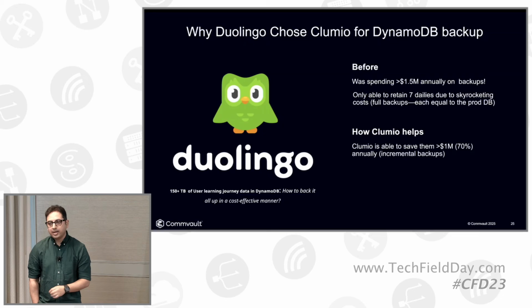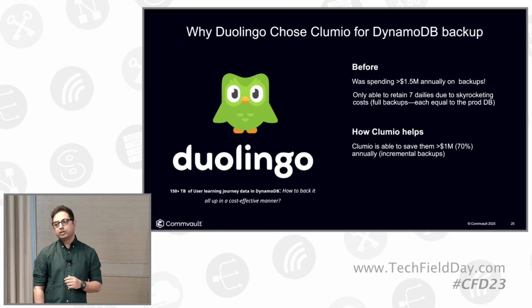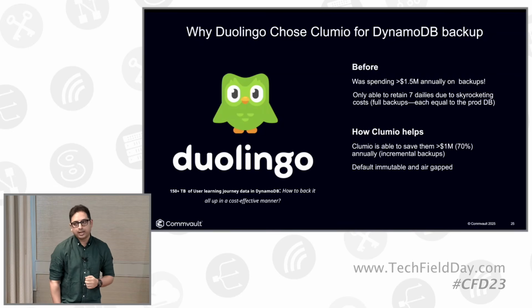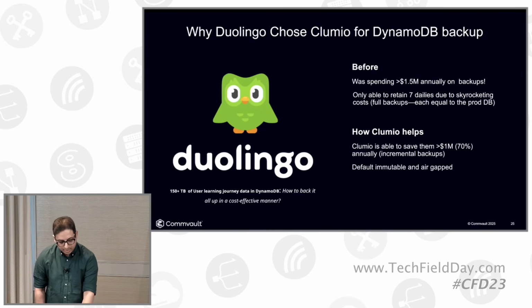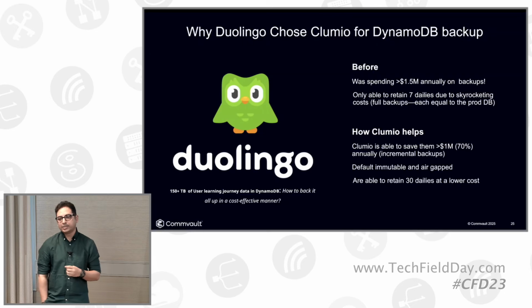Now Clumio came in with incremental backups, forever incremental, and then we were able to save them more than $1 million, 70% or more savings using incremental backups. Again, they also got immutability and air gap for free along with it. And then now they're able to retain more than 30 copies at a much lower cost.